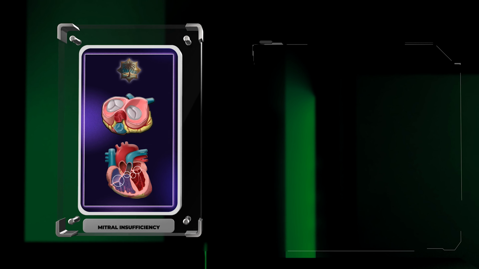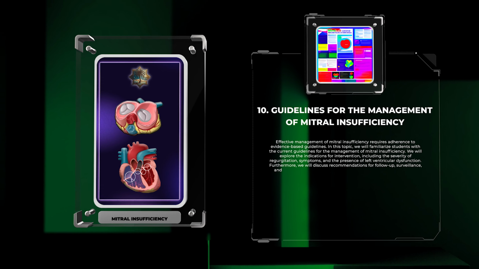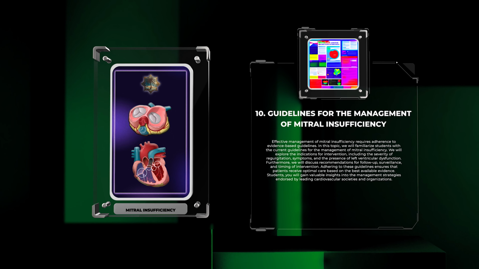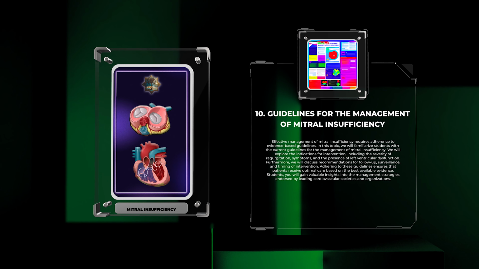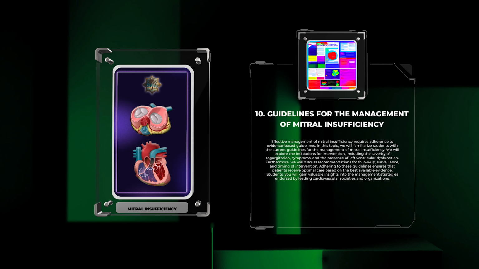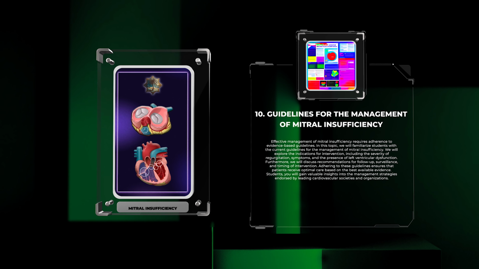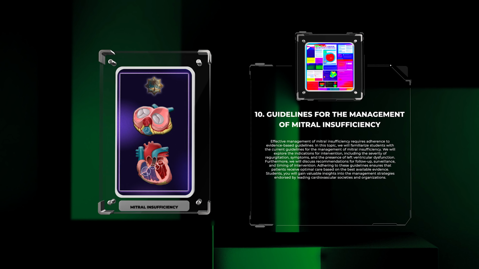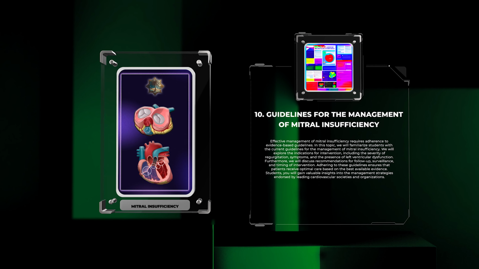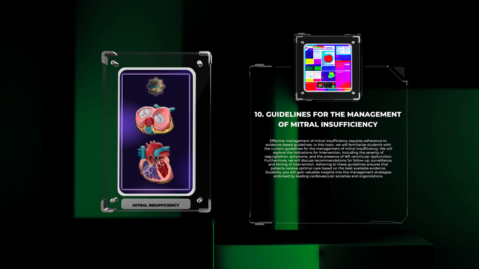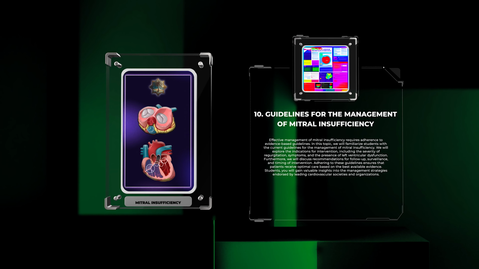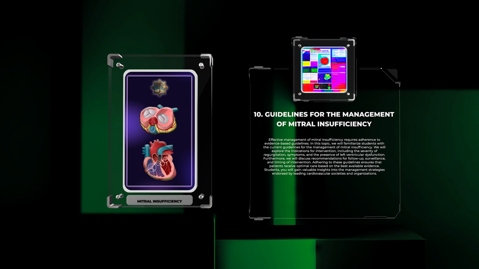Effective management of mitral insufficiency requires adherence to evidence-based guidelines. In this topic, we will familiarize students with the current guidelines for the management of mitral insufficiency. We will explore the indications for intervention, including the severity of regurgitation, symptoms, and the presence of left ventricular dysfunction. Furthermore, we will discuss recommendations for follow-up, surveillance, and timing of intervention. Adhering to these guidelines ensures that patients receive optimal care based on the best available evidence.